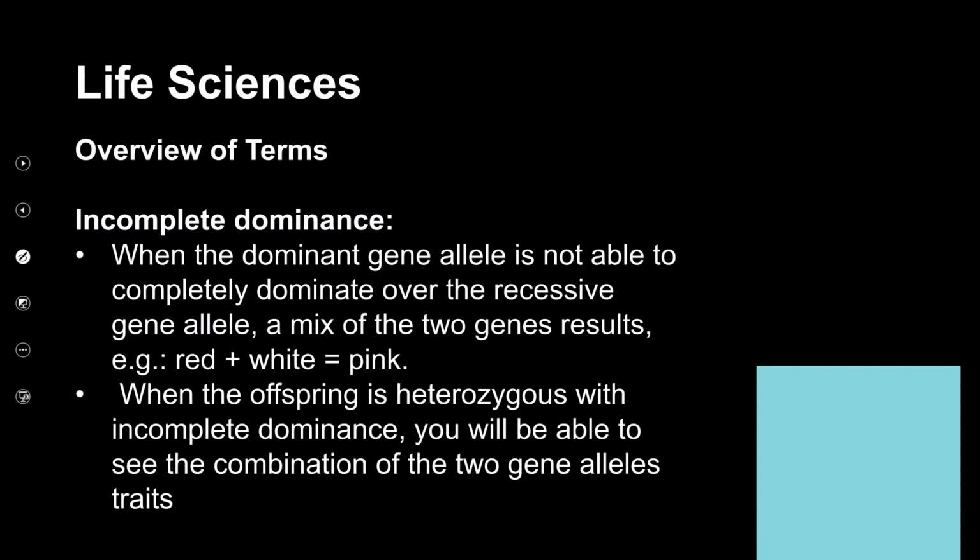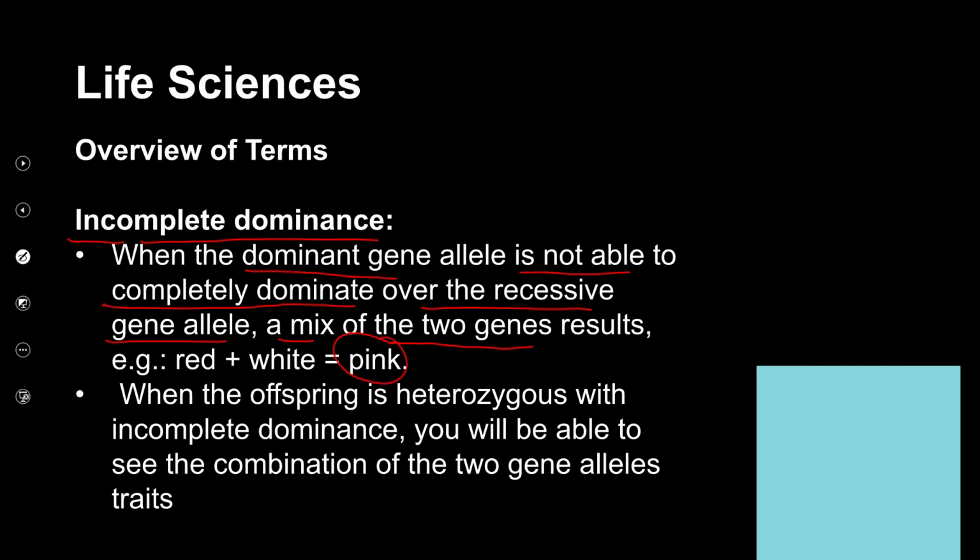And finally, the third pattern of inheritance that you need to remember is incomplete dominance. So this essentially is when the dominant allele is not able to completely dominate over the recessive allele. So this results in a mix of the two genes, which creates what we call a new phenotype.